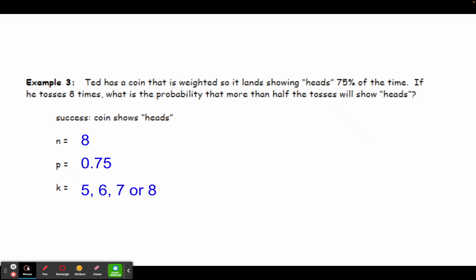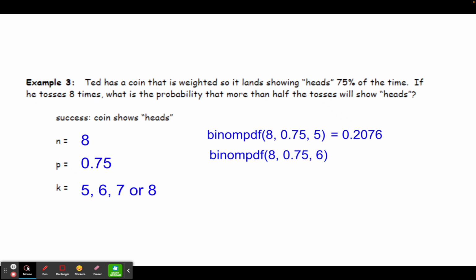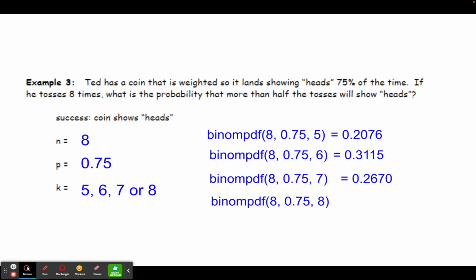In this case, we would have to do 4 separate calculations, and this is where the shortcut is really going to come in handy. So to calculate the probability that he tosses heads 5 times, we would do this calculation. To calculate 6 tosses landing showing heads, all we have to do is change that last number to a 6. This would be the probability that 7 of the tosses land showing heads. And then this would be the probability that 8 of the tosses land showing heads. And then we're just going to add those all together for a grand total of 0.8862. Again, because it says or, we're going to add.